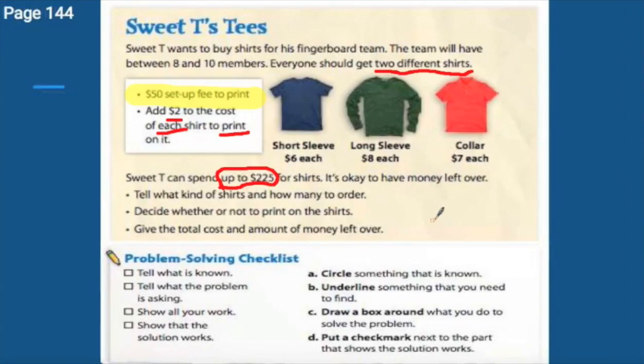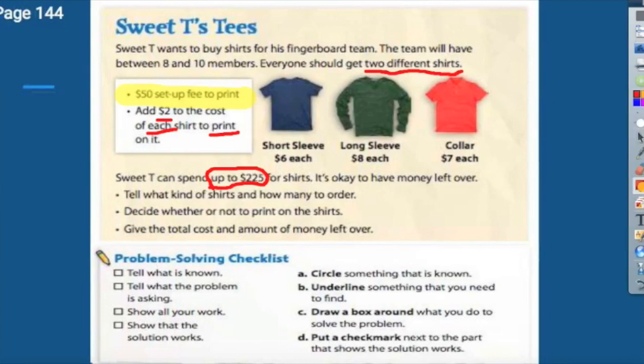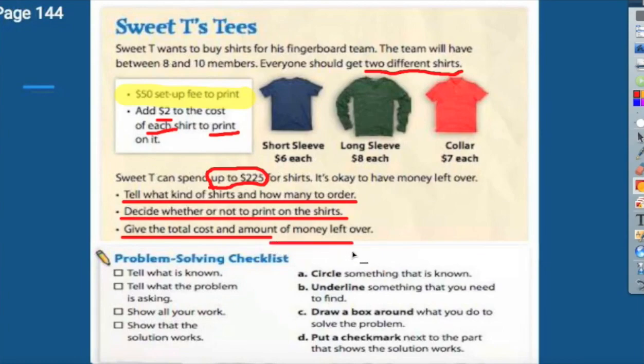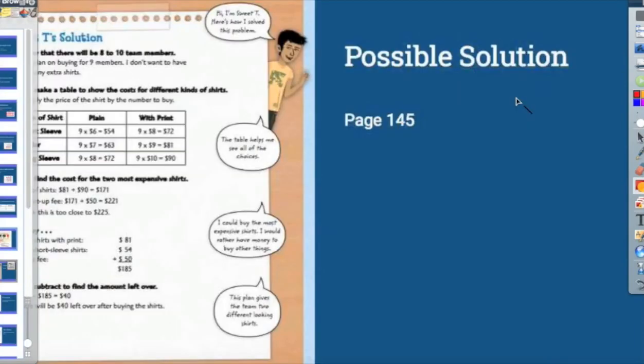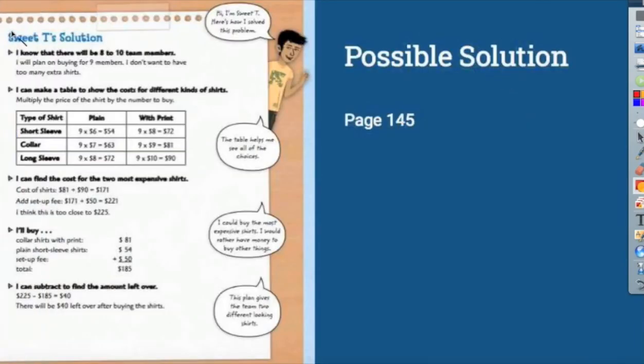So a couple things that we're going to need to do are tell what kind of shirts and how many we're going to order, decide whether or not to print on the shirts, and give the total cost and amount of money left over. We're going to do this on the next couple pages, so we're not going to write everything on this page. You're going to need the next couple pages ready to go so we can continue on with this math task.